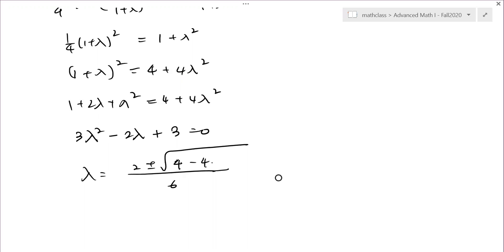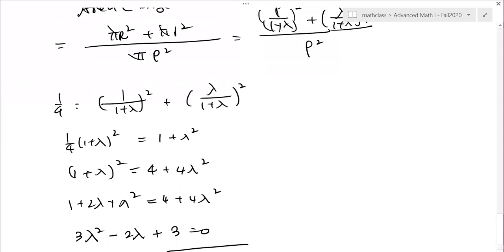Okay, let me go back. Otherwise, it's just no solution. Lambda cannot be 3 times 3. That would be negative. So then there will be no solution. So let's go back to solve the problem.